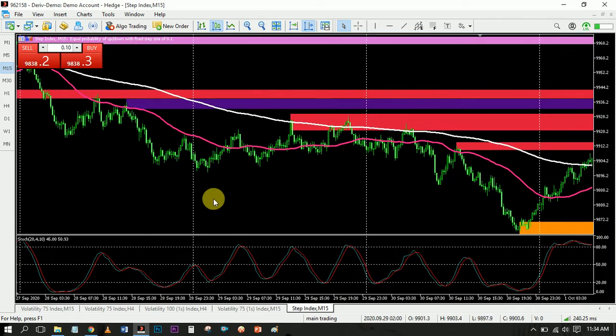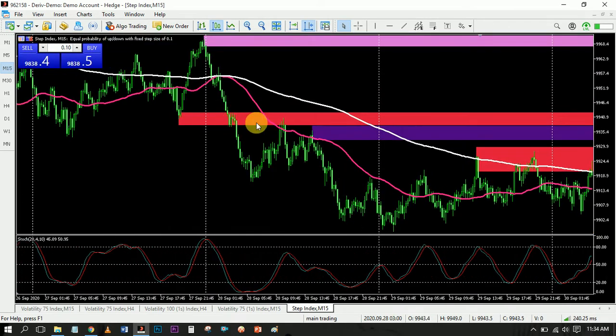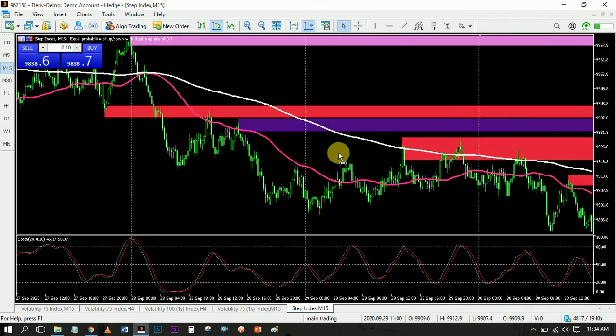Remember that this is my MT5 chart, so this indicator is actually an MT5 indicator.